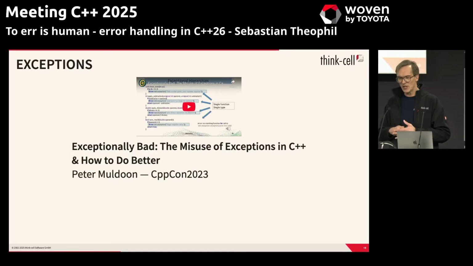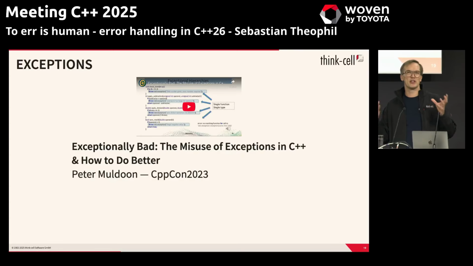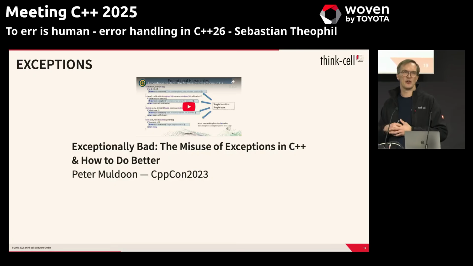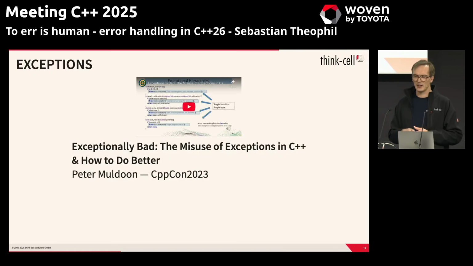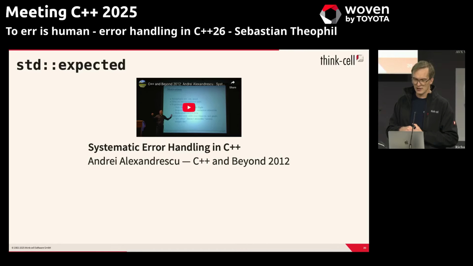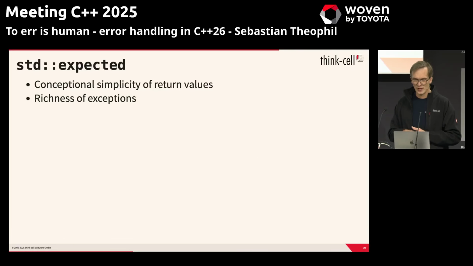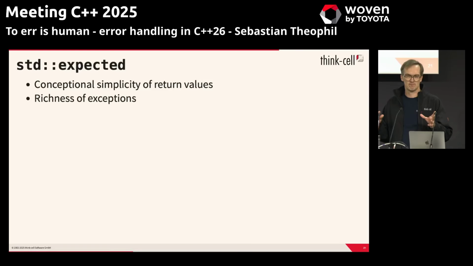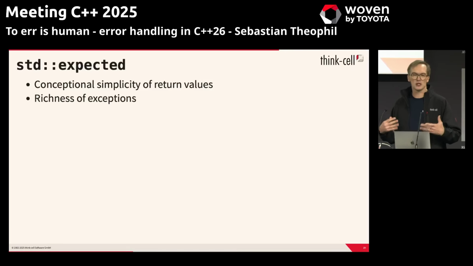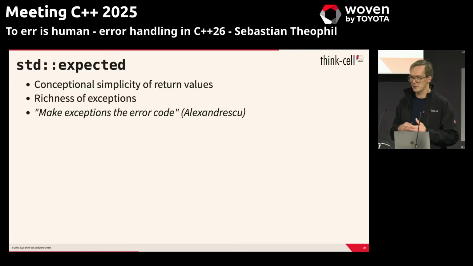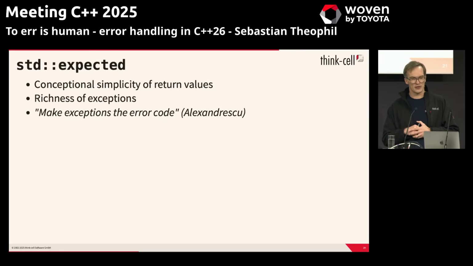So that was exceptions. But now, wouldn't it be great if we could somehow marry the advantages of return codes, their simplicity, with the semantic richness of exceptions? And this was exactly the idea of Andrei Alexandrescu that he had in 2012 that led to the invention of std::expected. So this is what std::expected does. It is a very simple return value, but it contains a type that contains more information about the error, but it separates the return value from the error type. And making exceptions the error code is actually a quote from Andrei Alexandrescu.